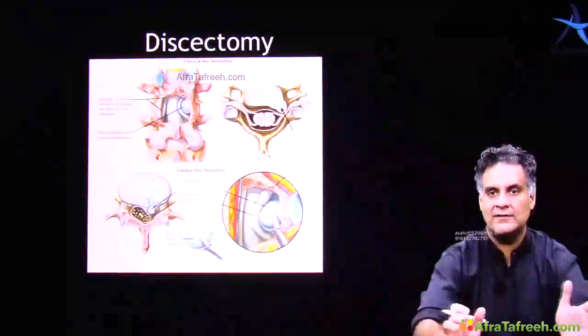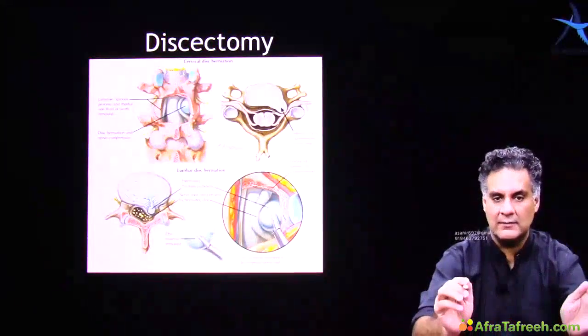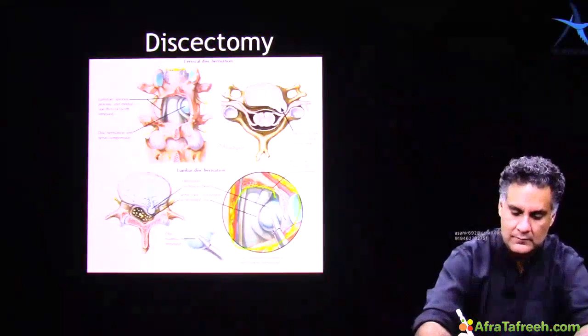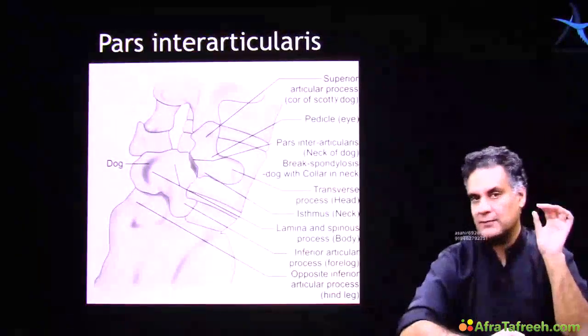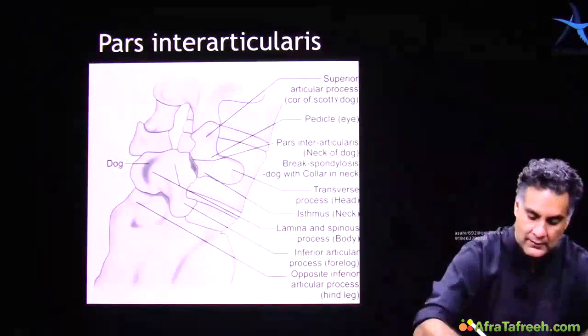So these are the ways that you can remove the disc. You can just make a small hole in the lamina, or you can remove the entire lamina or the half lamina. Right. When you look at the spine lateral view, you see a dog.